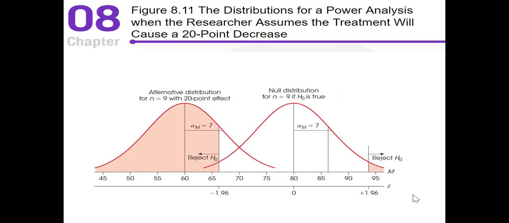Then also in figure 8.11, we've got the distributions for a power analysis when the researcher assumes that the treatment will cause a 20-point decrease. The null distribution is on the right-hand side and the alternative distribution is on the left-hand side.